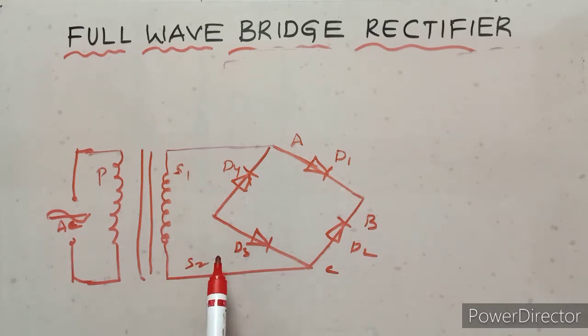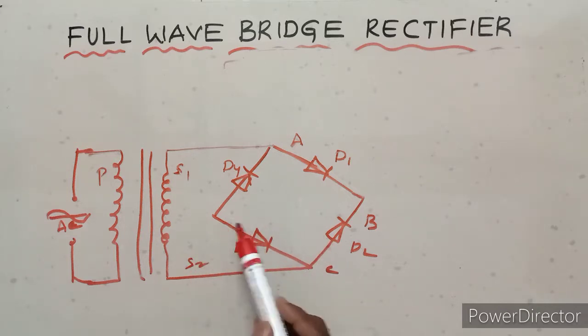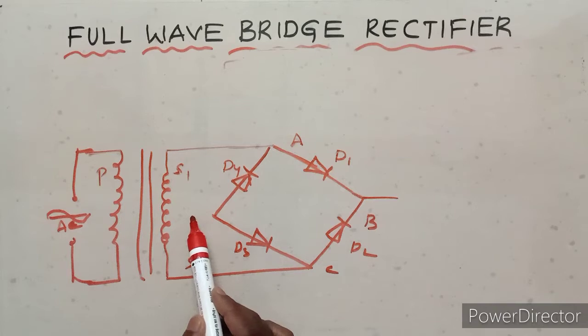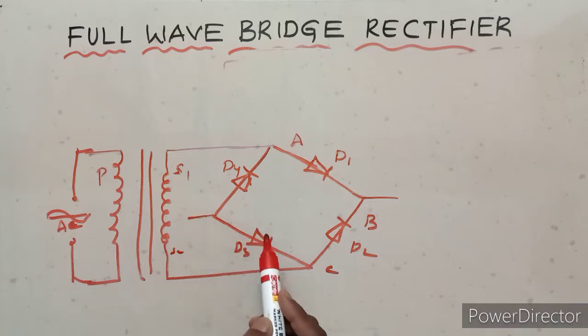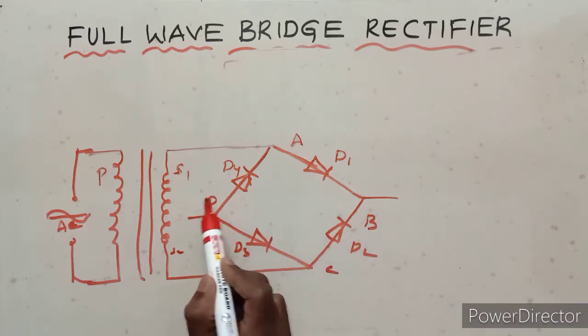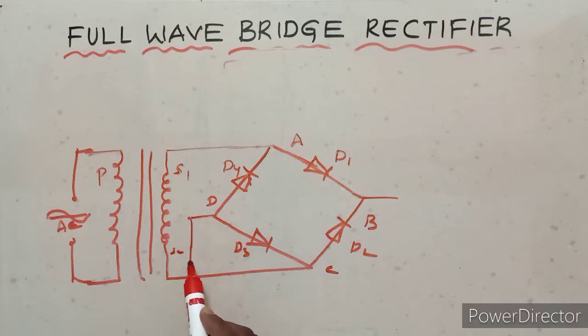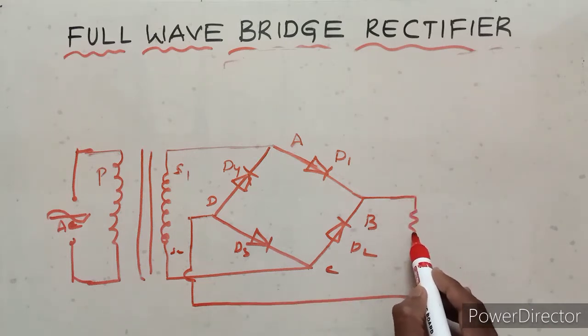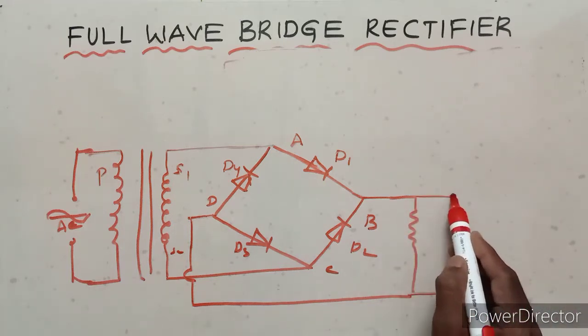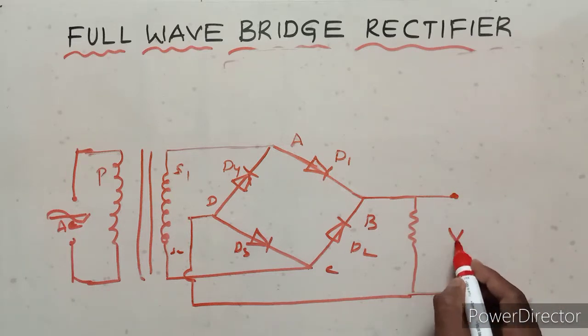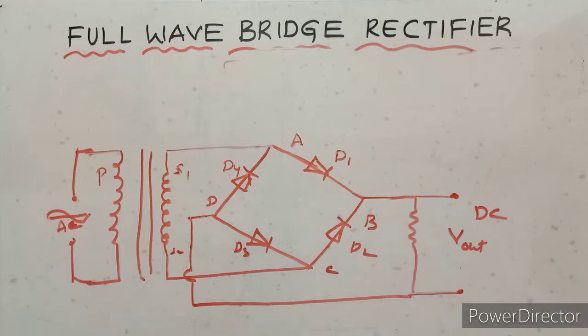Next, B and D. This is B, this is D. B and D are connected to the load resistance. The total output is DC. This is the DC voltage. This is the circuit diagram.